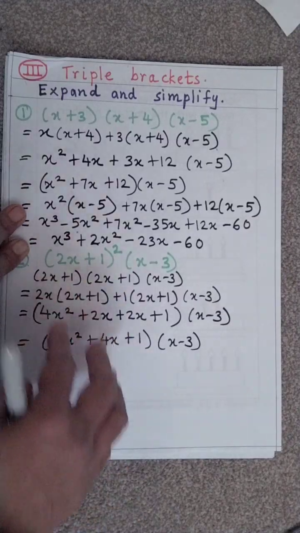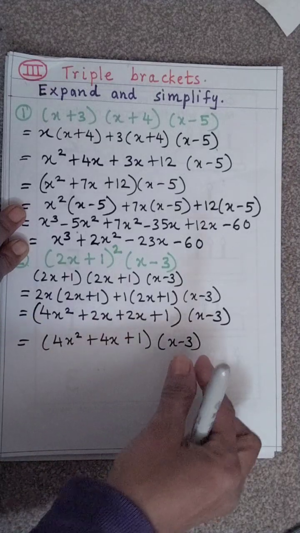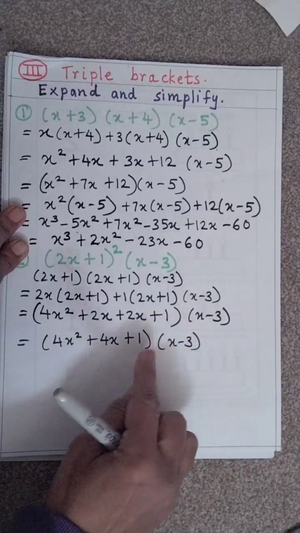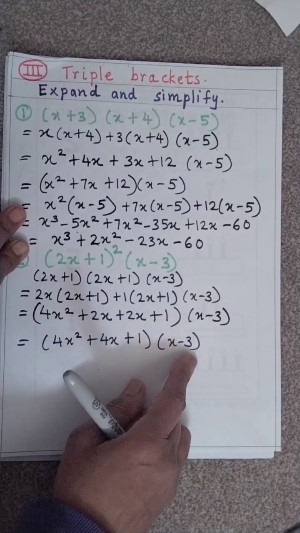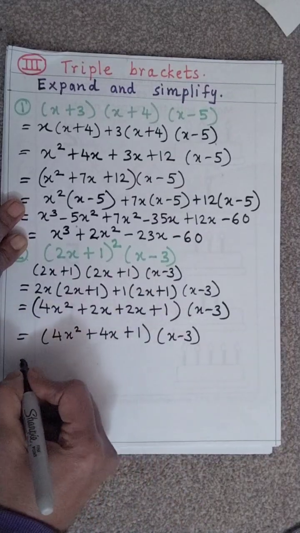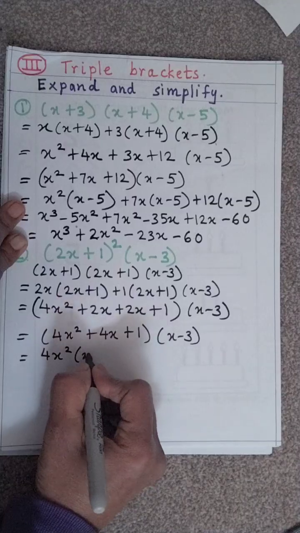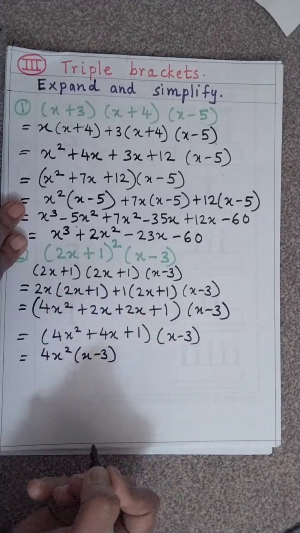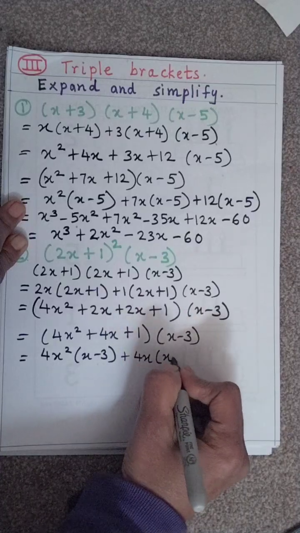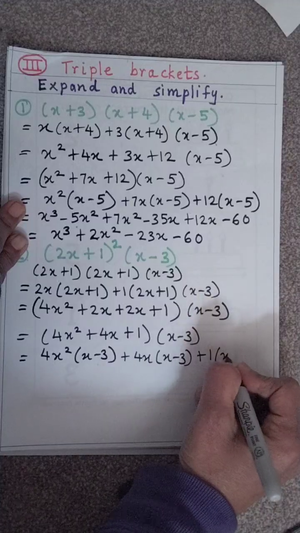Now similar to the previous sum, what we do: take first term multiply by these 2 terms, take second term multiply by these 2 terms, take third term and multiply by these 2 terms, okay. Now is equal to 4x square times x minus 3 plus 4x times x minus 3 and plus 1 times x minus 3.